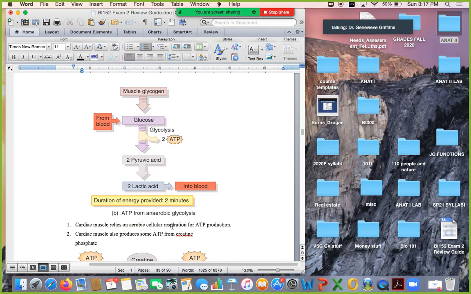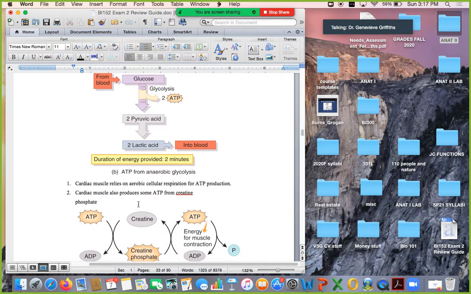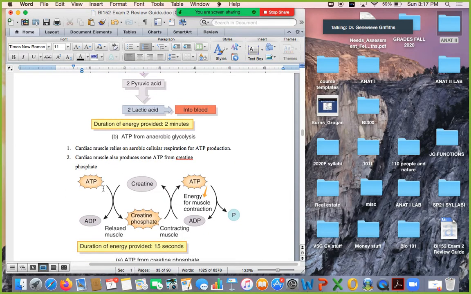Now, cardiac muscle also produces ATP from creatine phosphate, and it does that by this pathway. So ATP is going to lose its free phosphate and give it to creatine. Right? That means the creatine phosphate. Every time you see these little points, that's the higher energy form. So ATP goes to the lower energy form as creatine goes to the higher energy form. It goes to creatine phosphate. And that's all during relaxed muscle.